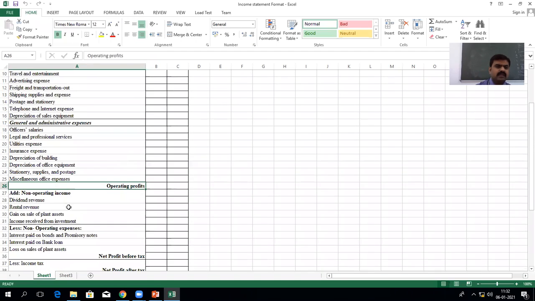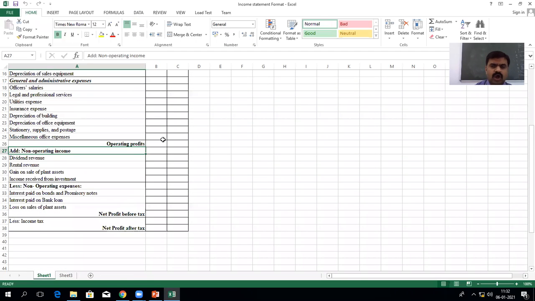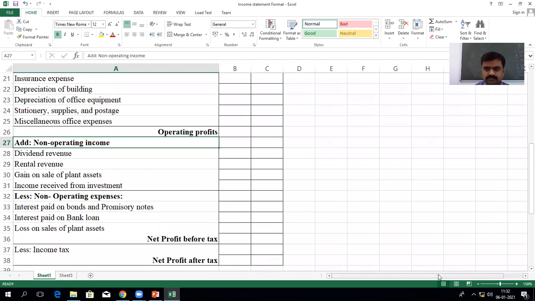Okay, and then we have to add non-operating income. What is the non-operating income? Whatever you are writing on the credit side of the P&L account. What do you write on the credit side of the P&L account? What you used to write? Students? Incomes. What income? Do you write sales in the P&L account? Indirect incomes. These are called indirect income. That is called non-operating income.